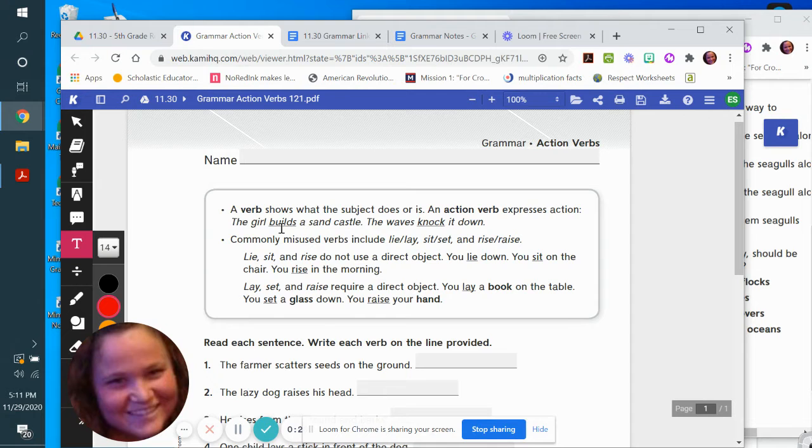So the girl builds a sandcastle. The girl is doing the building, that's her action. And what is she building? A sandcastle. The wave knocks it down. Knocking is the action that's happening. So what you're able to see.